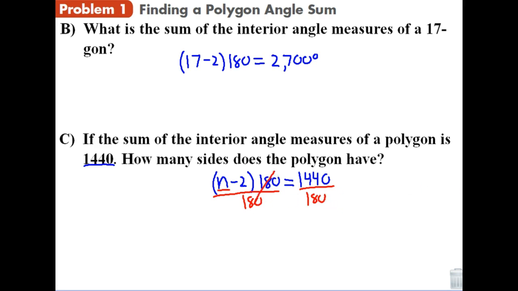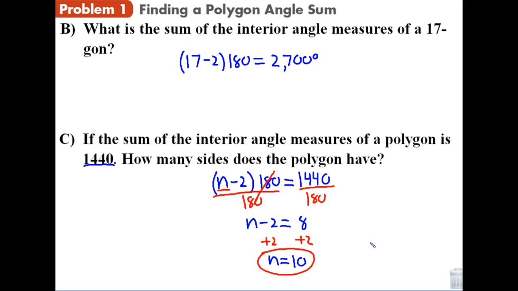Left side of the equation, 180's cancel. That leaves me with n minus 2 is equal to 1440 divided by 180, which is 8. And then to get n, we'll add 2 to both sides and end up with n is equal to just 10. All right, so 10 sides is my answer for this one.